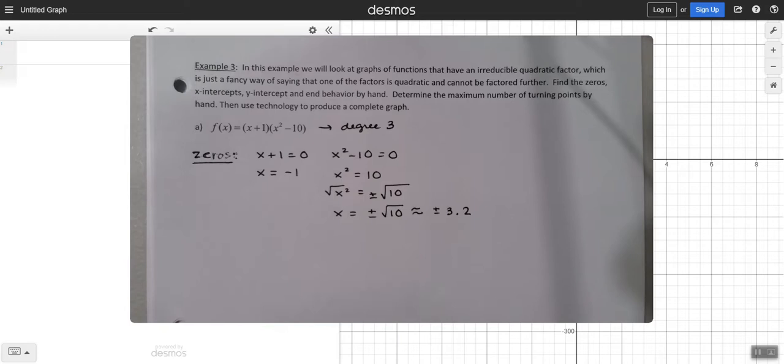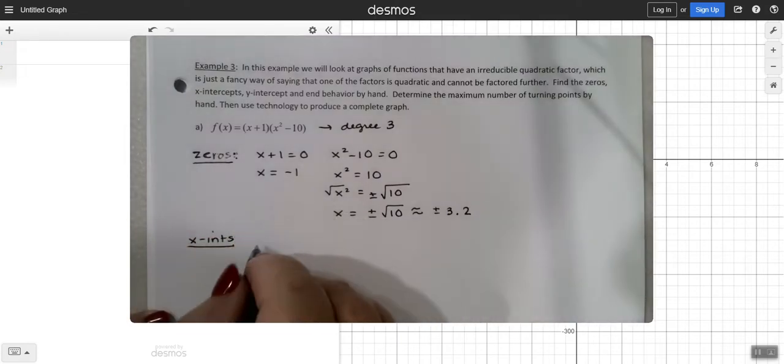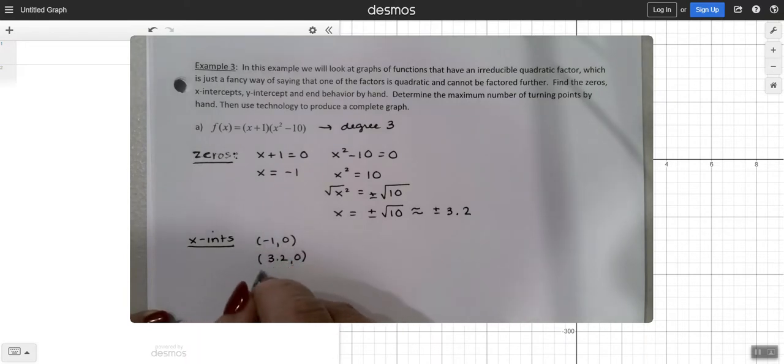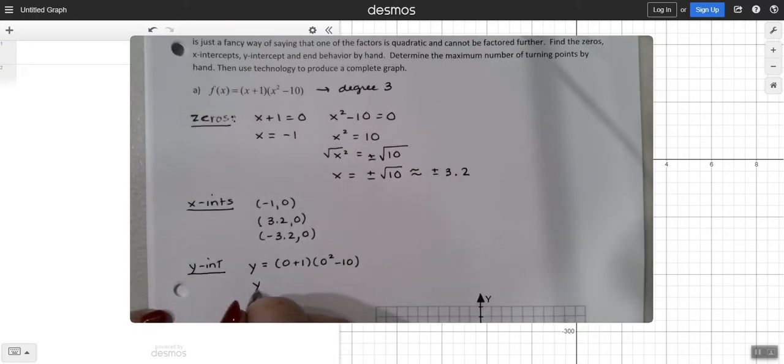From the zeros, I know right away I can get the x-intercepts. Going to be negative 1, 0, 3.2, 0, and negative 3.2, 0. All right, the y-intercept. Plugging in x equals 0, I'm going to end up with y equals negative 10. So 0, negative 10 is my y-intercept.